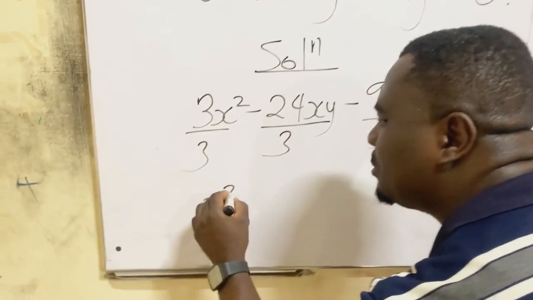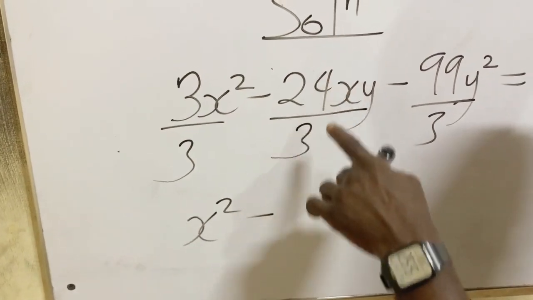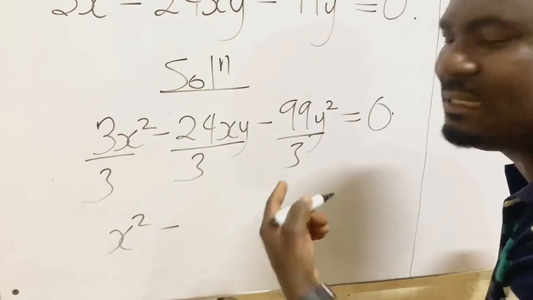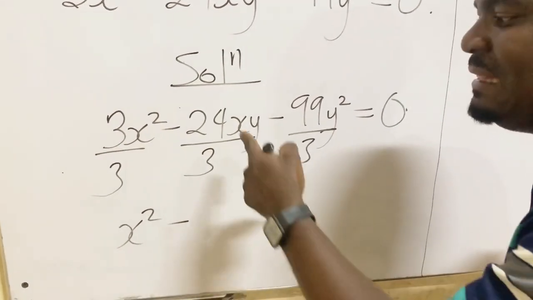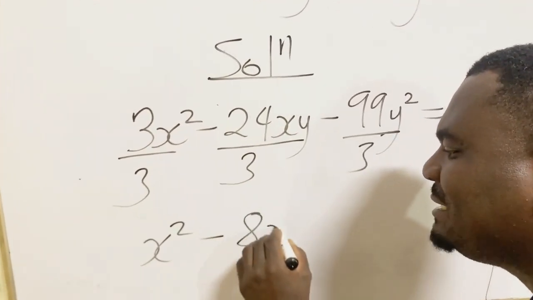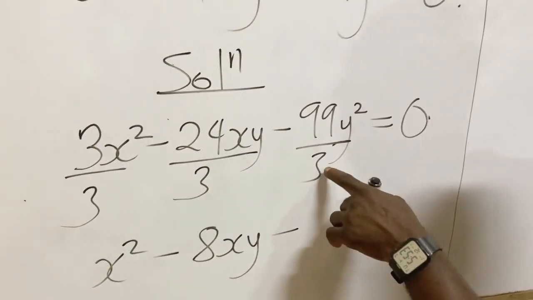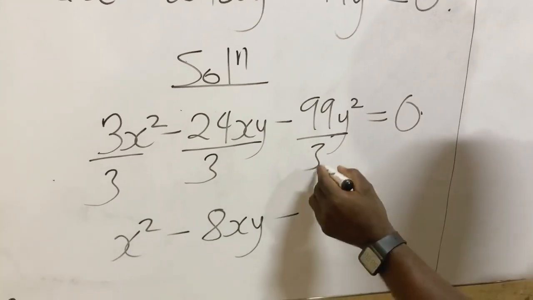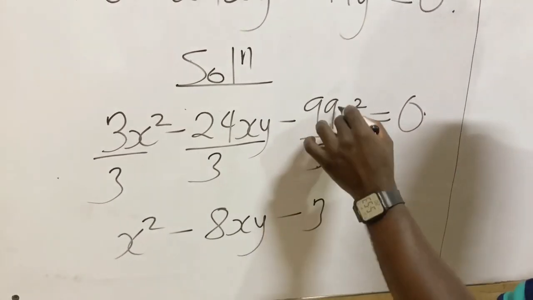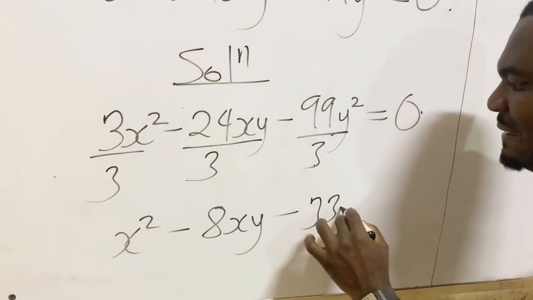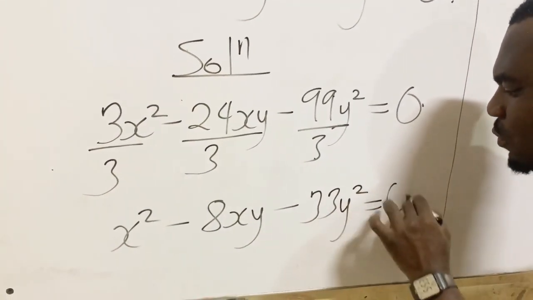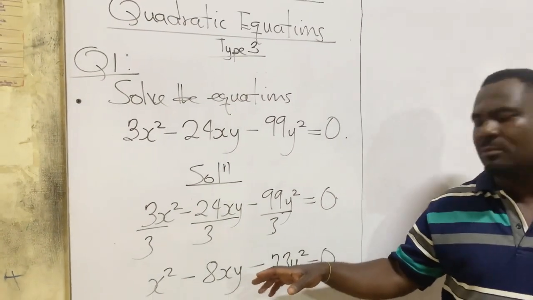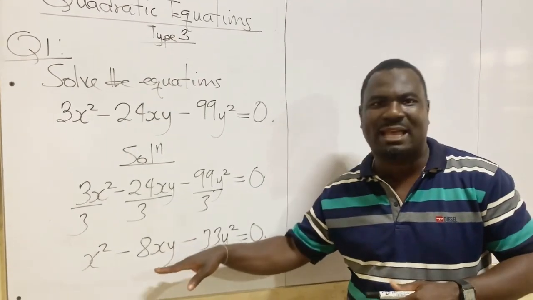So you are going to get x squared minus, 3 goes into 24 how many times? 3, 5, 15, 3, 6, 18, 3, 7, 21, 3, 8, 24. So you are going to get 8xy minus, 3 goes into 99 how many times? 3 goes into 9, 3 times. So we are going to get 33y squared equal to 0. Now we've gotten the reduced form of the quadratic, which we can work with.